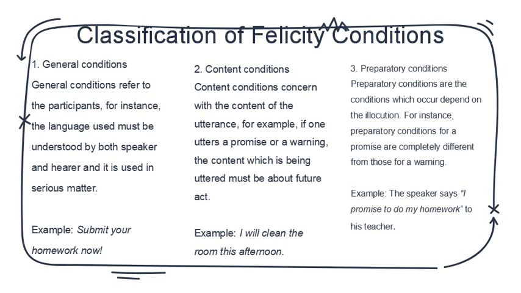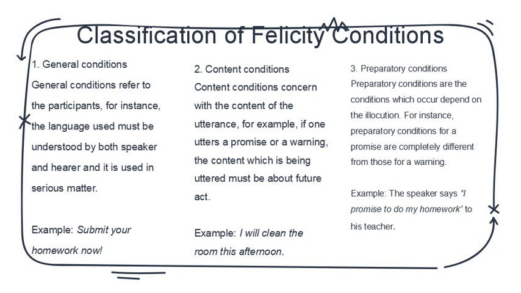The third one is preparatory conditions. Preparatory conditions are the conditions which depend on the illocution. For instance, preparatory conditions for a promise are completely different from those for a warning. When someone promises to do something, there are 2 preparatory conditions. First, the event will not happen by itself, and second, the event will have a beneficial effect. When someone utters a warning, there are the following preparatory conditions. It is not clear that the hearer knows the event will occur, and the event will not have a beneficial effect.